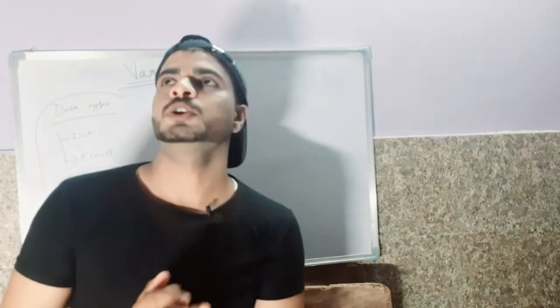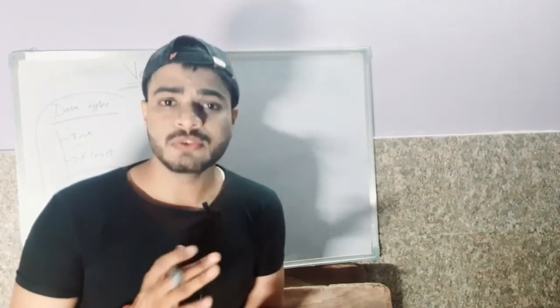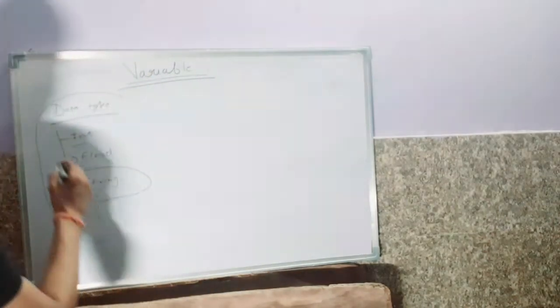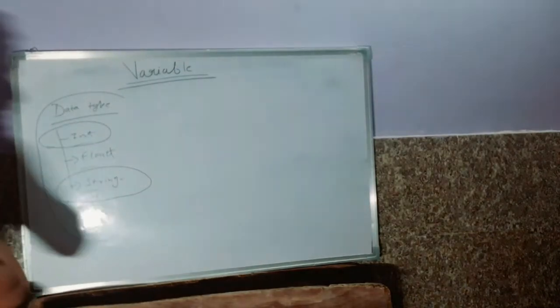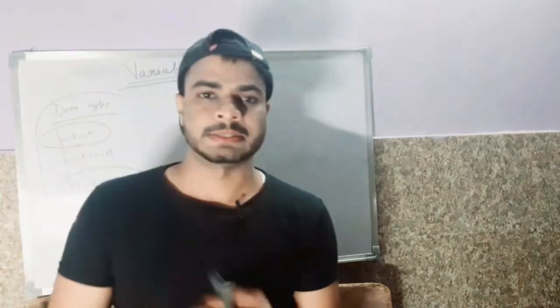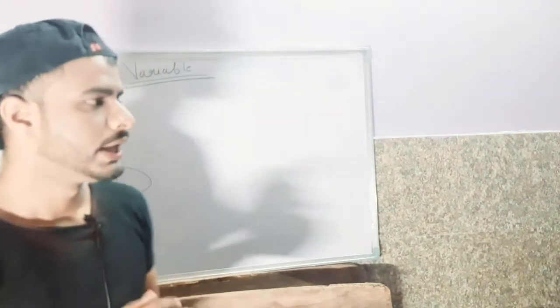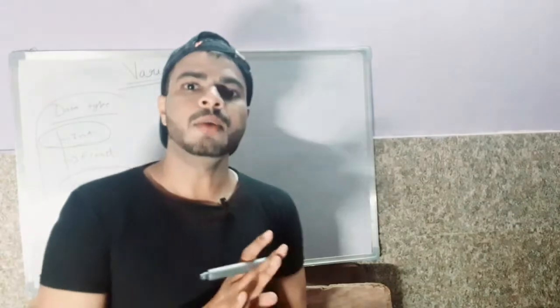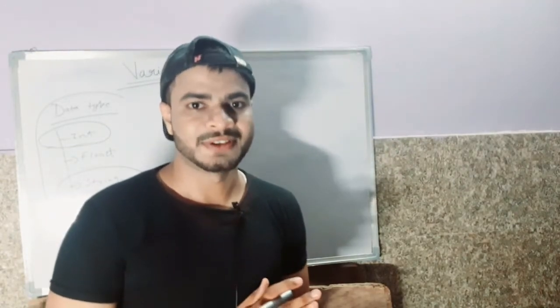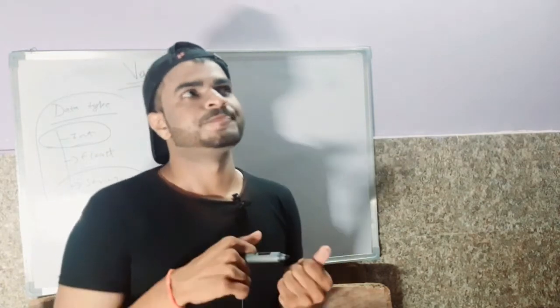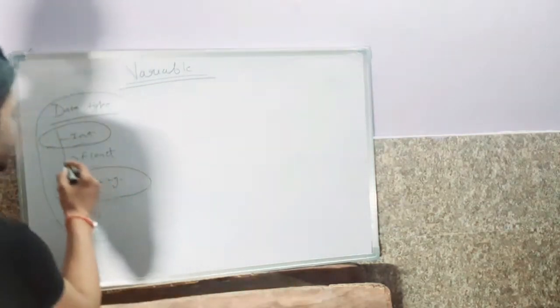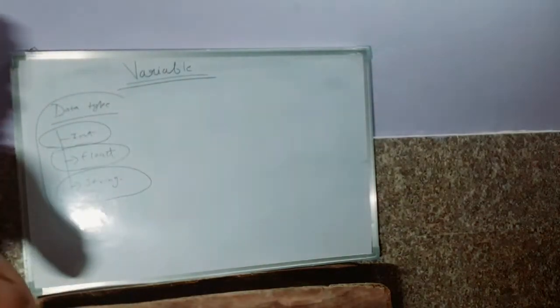Okay, and suppose you ask what is your age? My age is 21 years. So 21 years is an integer. Age is integer type. And suppose I ask how many CGPA you got in your 10th or in your degree? Let's suppose I got 9.5 CGPA. So 9.5 CGPA is float type.